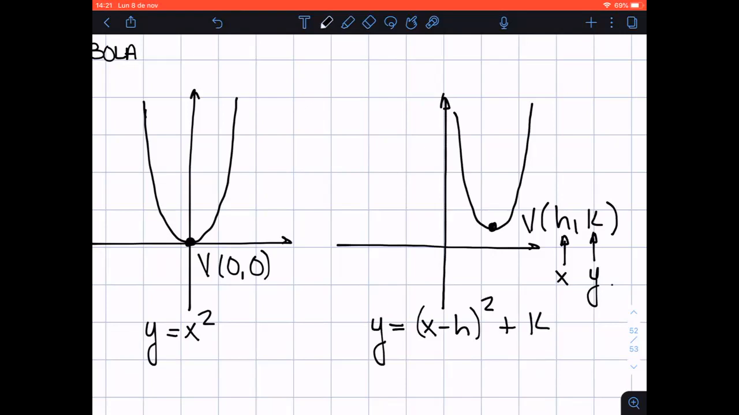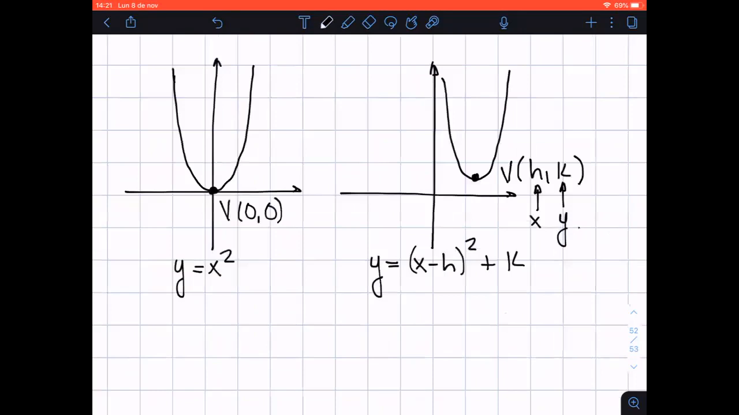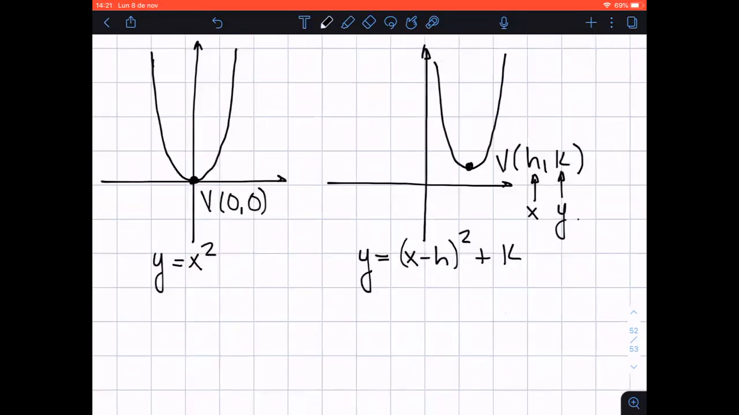So given this, let me just rearrange this last equation. Let us say that we're gonna subtract the k on the other side of the equation, and you will get y minus k equals x minus h squared. Okay? I think this makes sense to you. I just subtracted the k on both sides of the equation, and I remained with the minus k on the left side, okay?